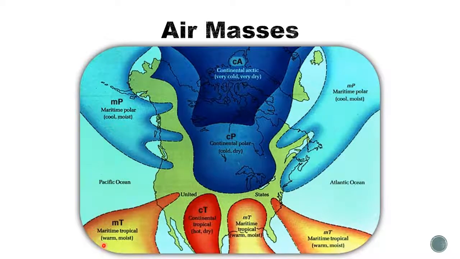We have another maritime polar coming from this area. Now, our warmer things, which are going to be our tropical, okay, our maritime tropical, which is going to be warm and moist. Continental tropical, this is coming over from just land, so it's continental tropical. And then you have two more maritime tropicals.